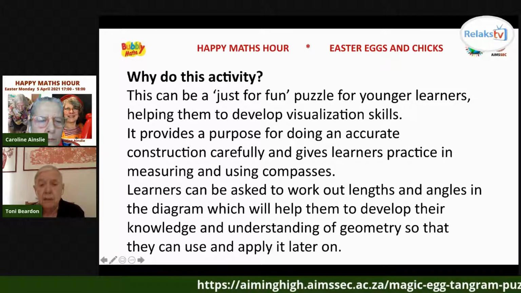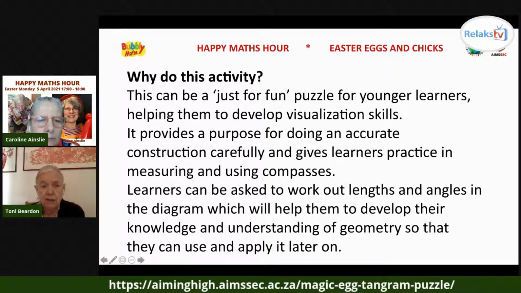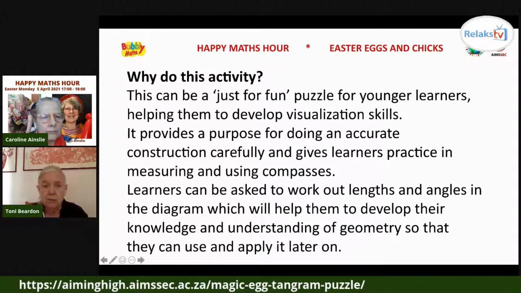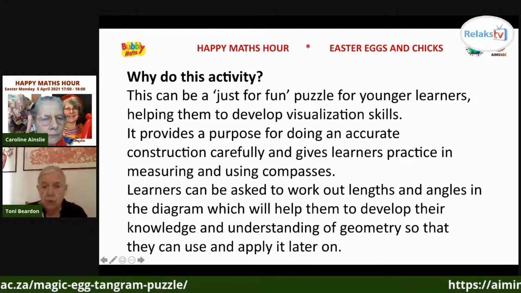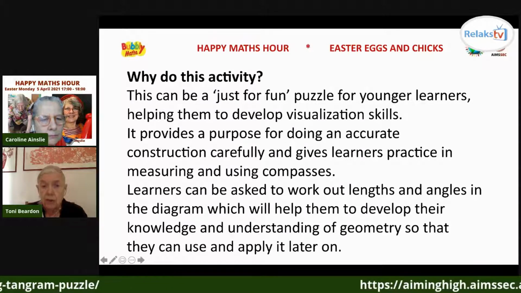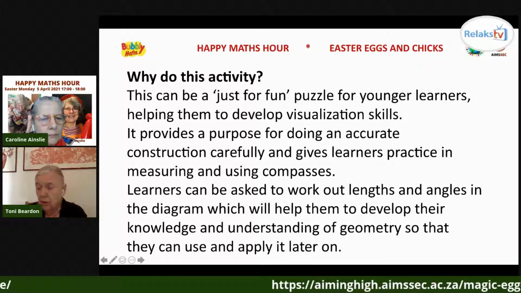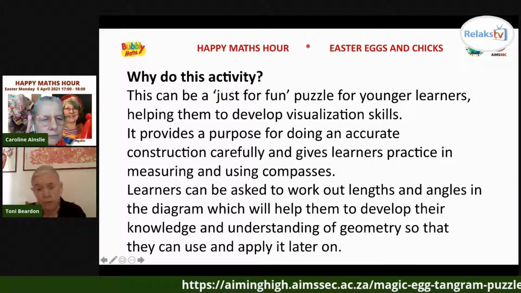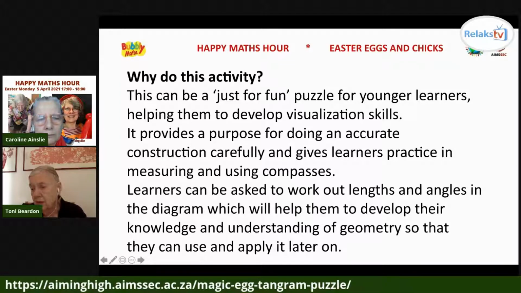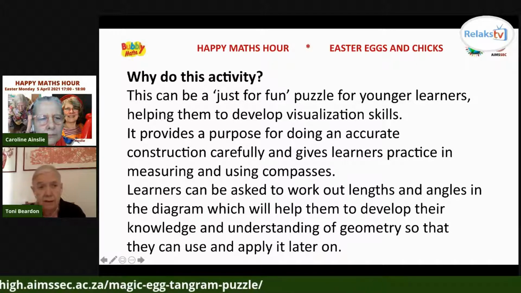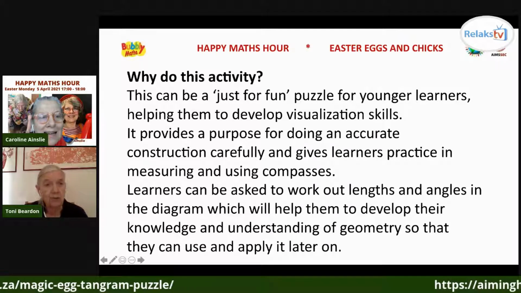And it gives learners practice in measuring and using compasses. Now, learners can be asked to work out lengths and angles in the diagram, which will help them to develop their knowledge and their understanding of geometry, so that they can use and apply the geometry later on. But they don't have to do that, and it can be, I'll repeat that, it can be just for fun. Why not? After all, it's fun.